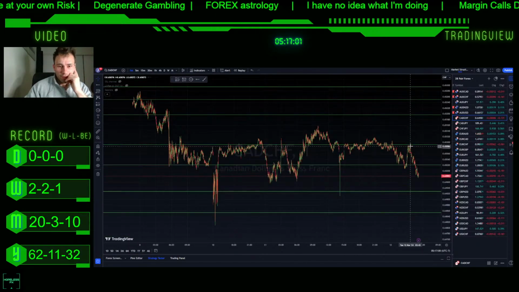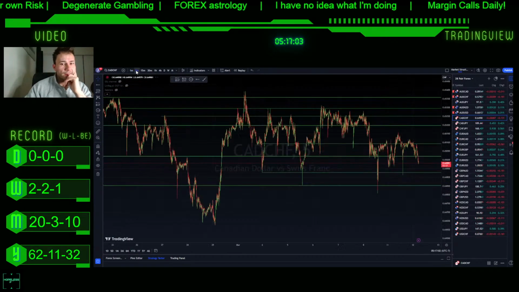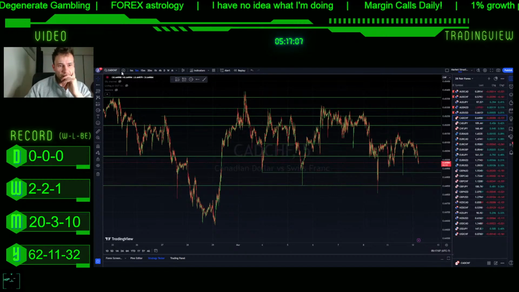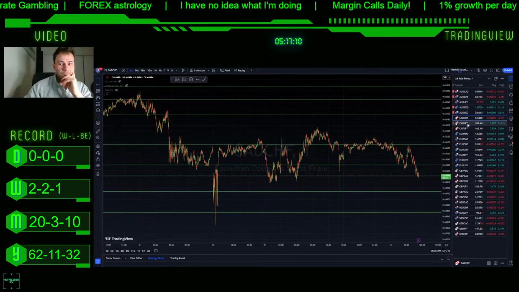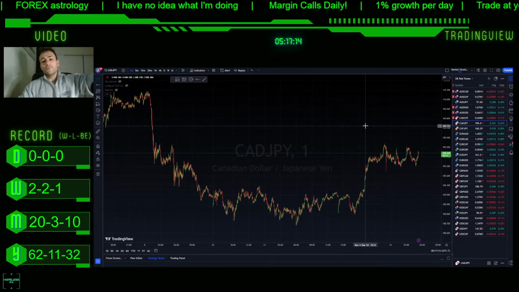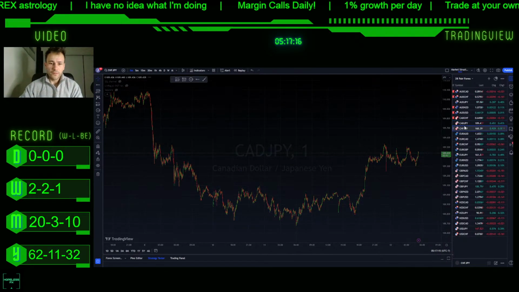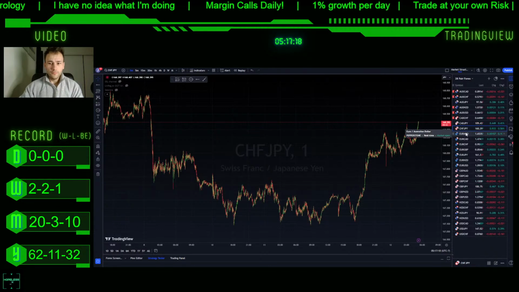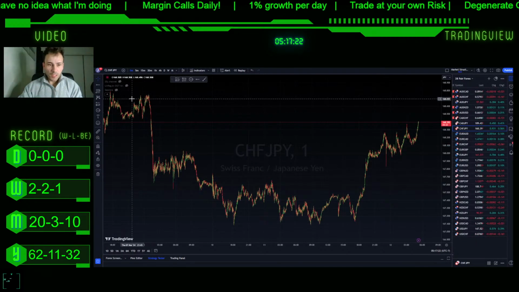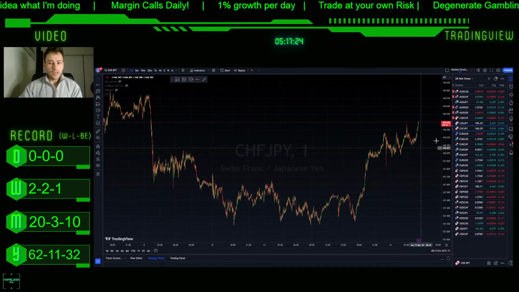CADCHF has been kind of sideways the past couple days, so it's a good opportunity if price comes down to get into a buy. CADJPY, I don't think any of the JPYs look interesting today. Too much direction, first going down, now going back up.